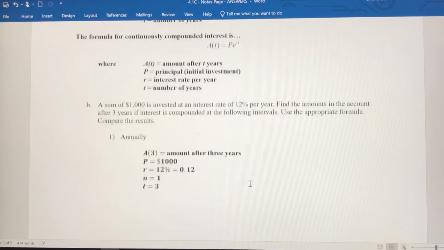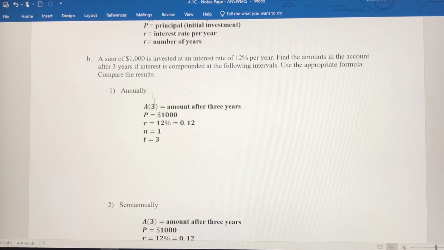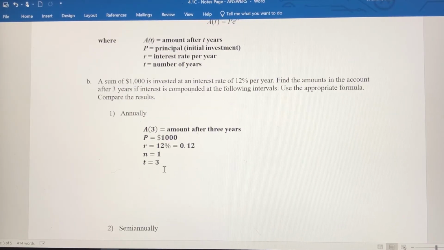All right, so let's say we're investing a sum of $1,000 and we're going to earn 12% interest per year. Now, that's a really high interest rate, but this is just an example. We want to find the amounts in the account after 3 years for all the different ways that we could compound, so annually, semi-annually, etc. We want to make sure we're using the correct formula.